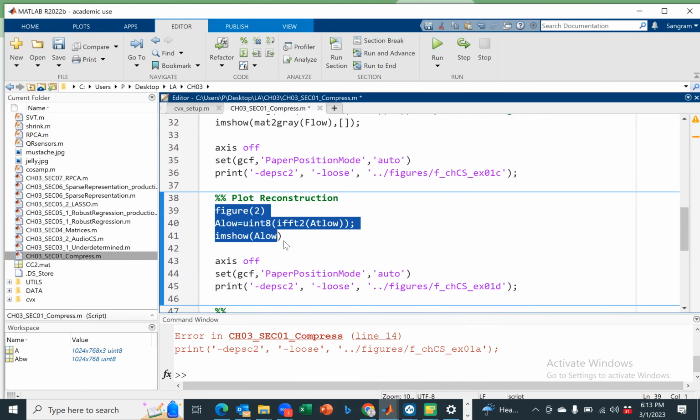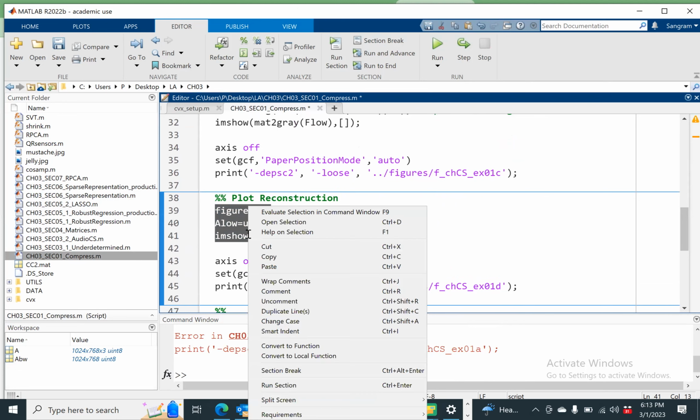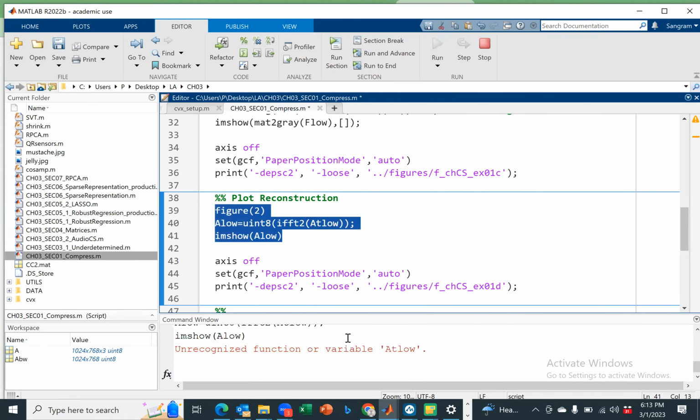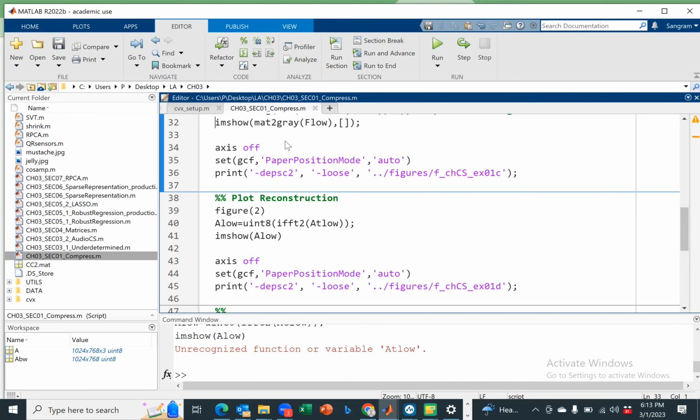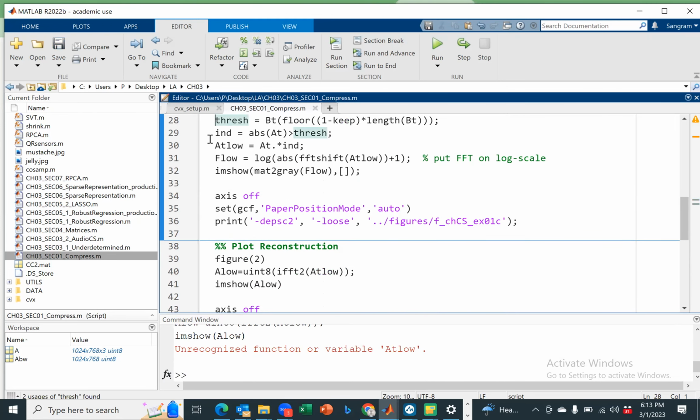you would get this compressed image. So ALO is nothing but the low resolution. So this ALO, we run the whole code.